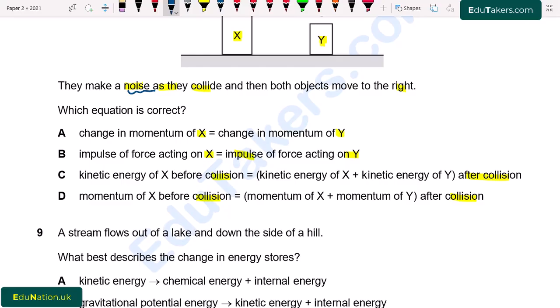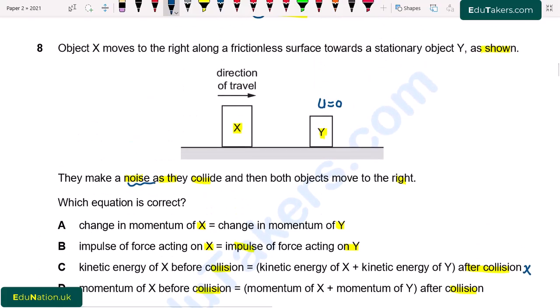So first of all, it is given that there is a noise when they collide. It means that some energy is lost there. So there will be no conservation of kinetic energy because it is not an elastic collision. So C option is incorrect.